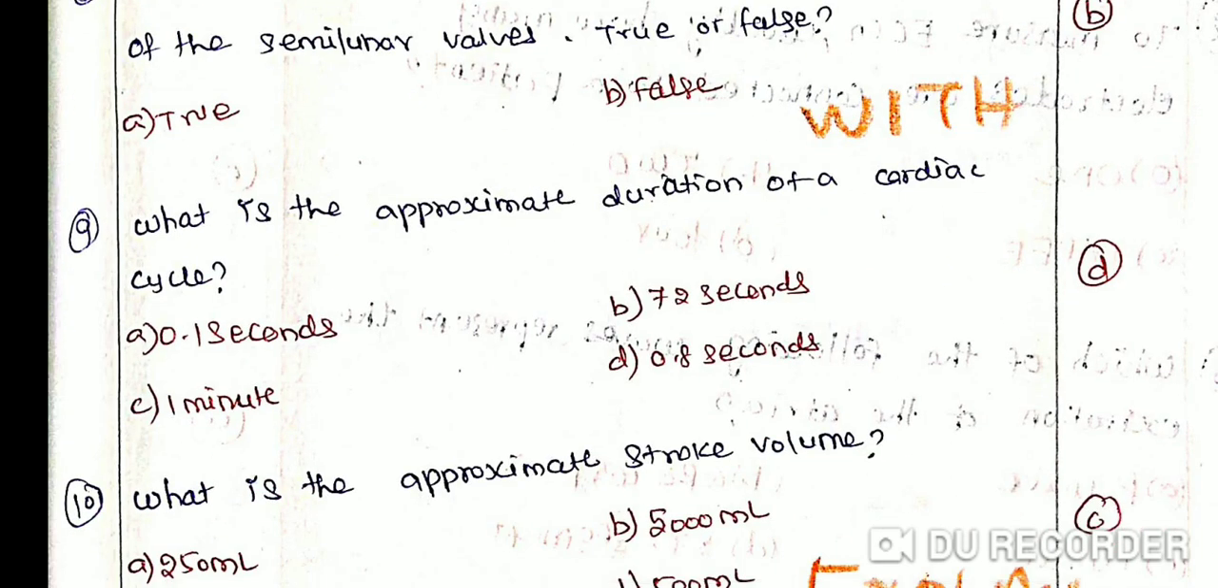What is the approximate duration of the cardiac cycle? Option A 0.1 second, option B 72 seconds, option C 1 minute, option D 0.8 second. The correct answer is option D, 0.8 second. We know that the heart beats 70 to 75 times per minute. It beats approximately 72 times per minute. Hence, 72 cardiac cycles take place in 1 minute. Therefore, the duration of the cardiac cycle is 0.8 seconds.